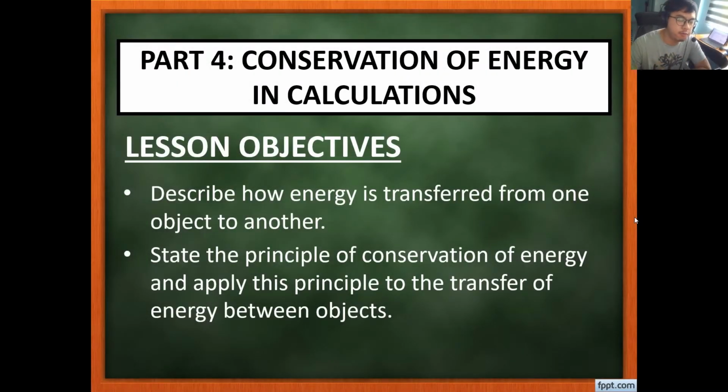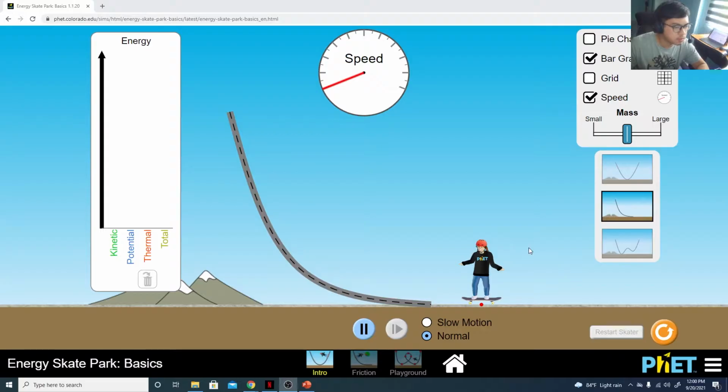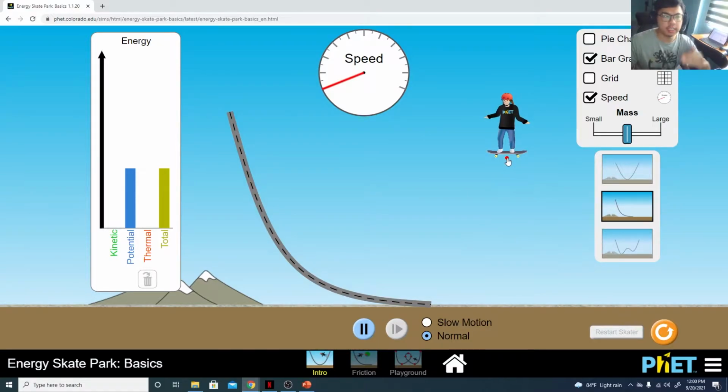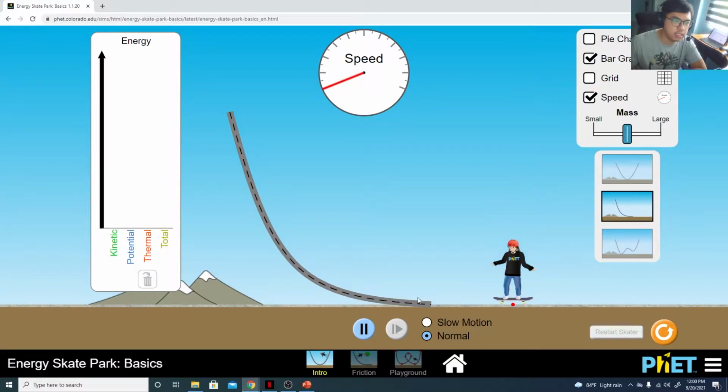Hello class, for this part 4, we're going to look at the conservation of energy, otherwise known as how energy is converted from one form to another in calculations. Alright, so just to remind you again how energy is converted, here I have a skater, and if I lift the skater up a certain height, this skater has gravitational potential energy.